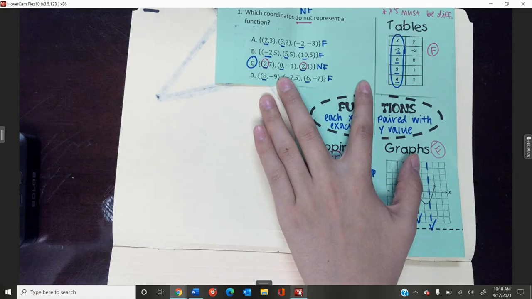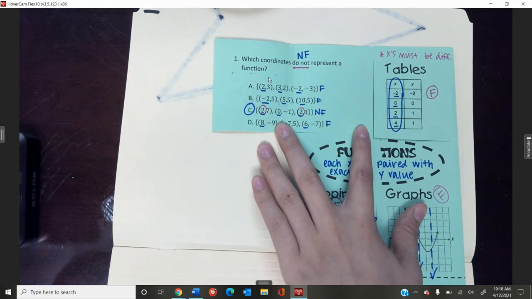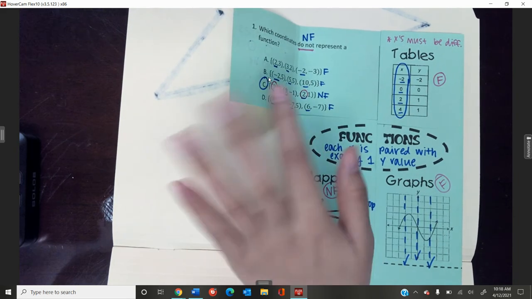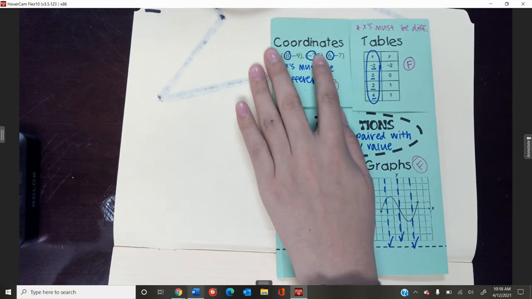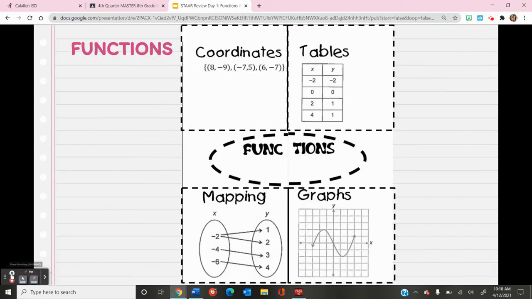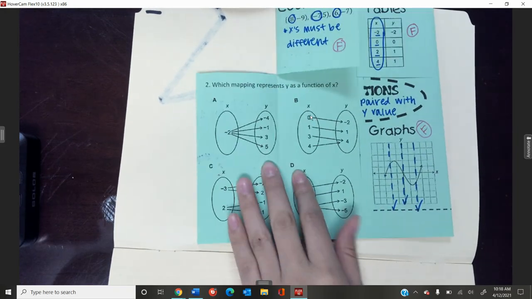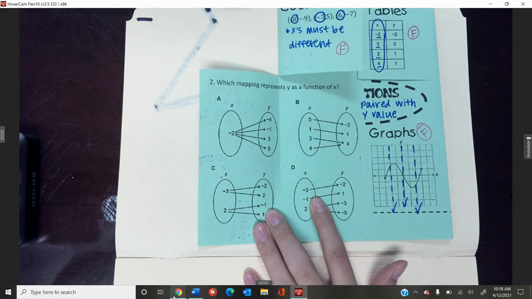So for this foldable right now, this is what you should have copied down. If you need a second to pause, go ahead and pause it. Other than that, I'm going to go ahead and close this foldable. And we're going to look at the next section, which is going to be mapping. So on your foldable now, we're down here, and we're going to open this up and look at number 2.